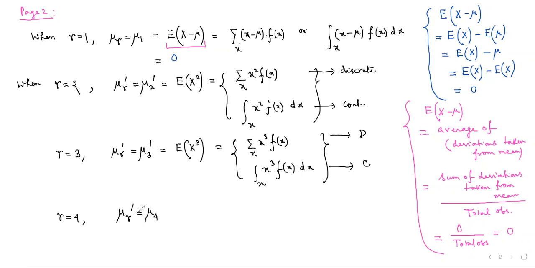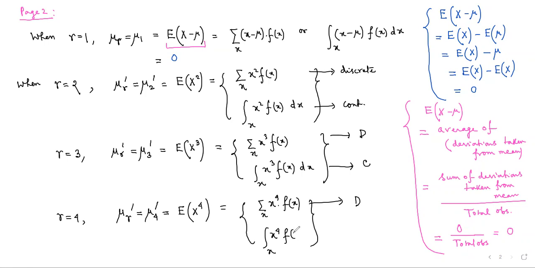I am writing this up to r equal to 4 for some special purpose. So for r equal to 4, it is mu 4 prime, which is expectation of x to the power 4. And that is summation over x to the power 4 f(x) for the discrete case, and integration over x to the power 4 f(x) dx. Up to this point I'm stopping. Okay, I will write no more expressions. So this is happening for r equals 1, 2, 3, 4 in case of moment about origin.